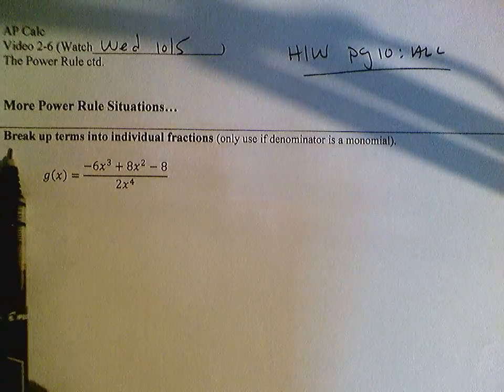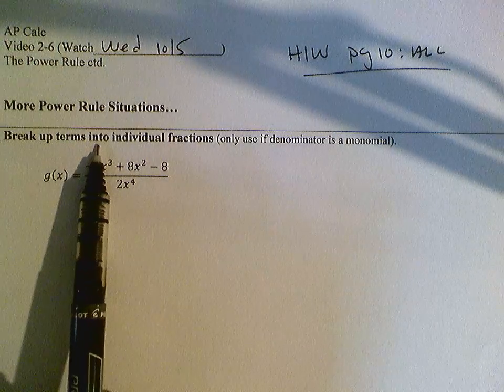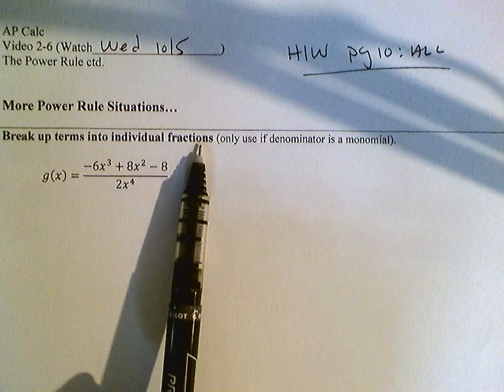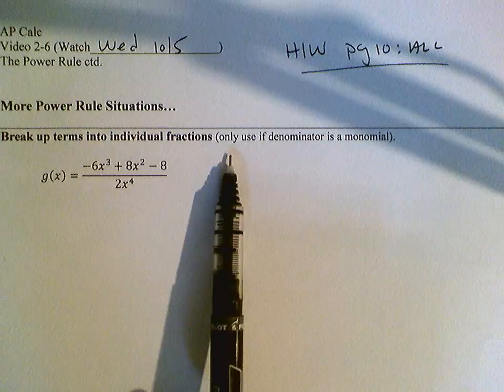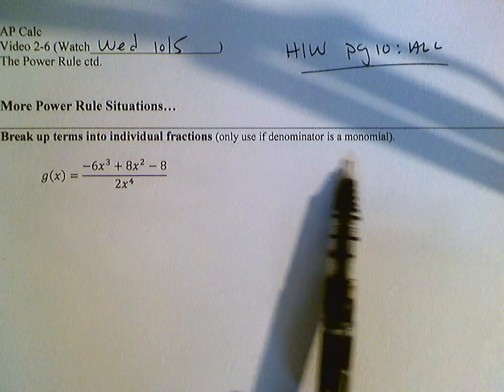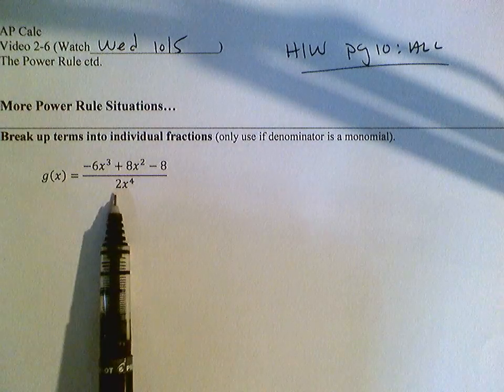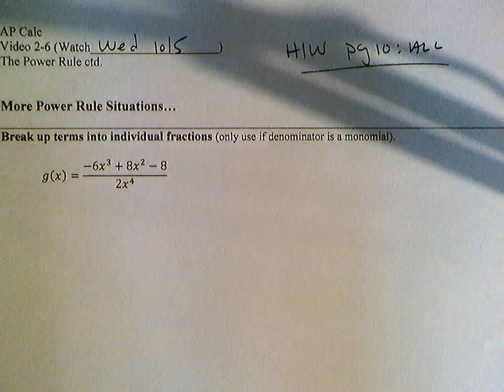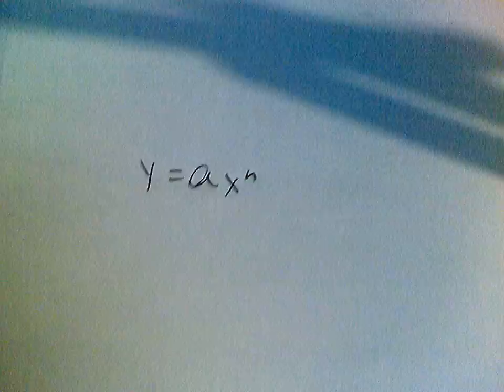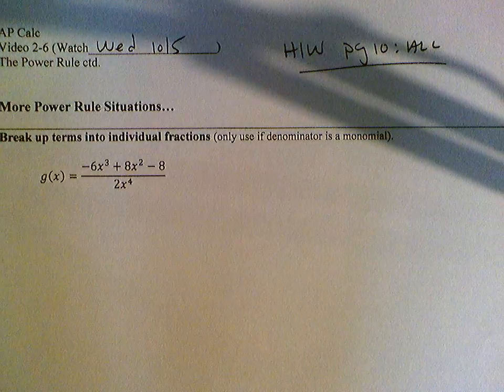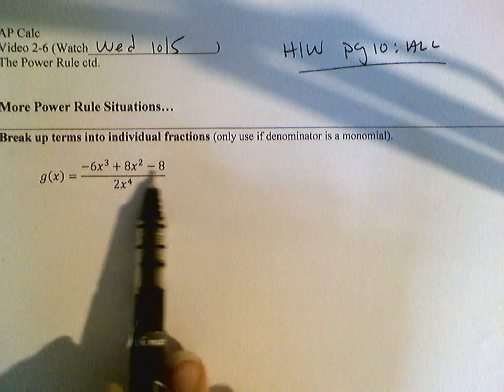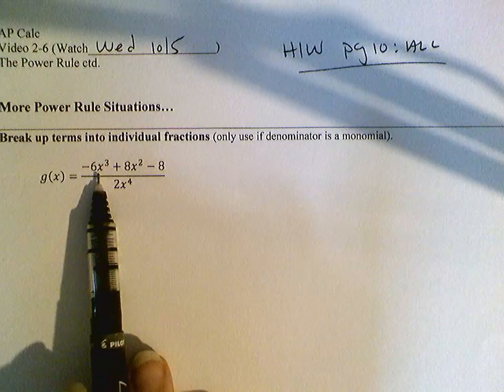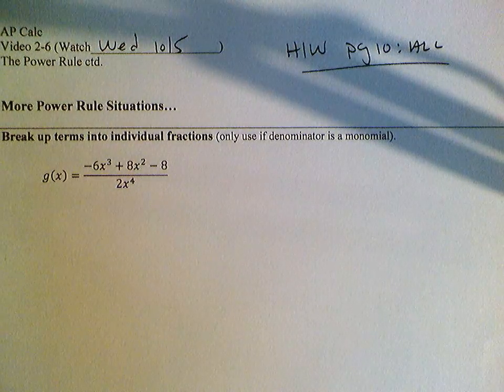And the strategy is this. You break up the terms into individual fractions. Now this strategy, guys, only works if the denominator is a monomial. So if the denominator is itself of the form ax to the n, and the numerator is a sum or difference of terms of that form, then you could break it up into individual fractions.